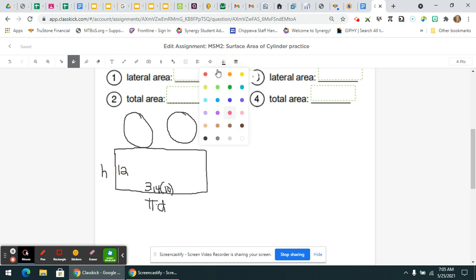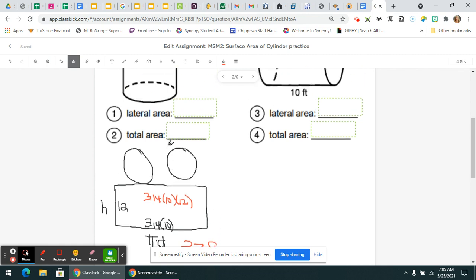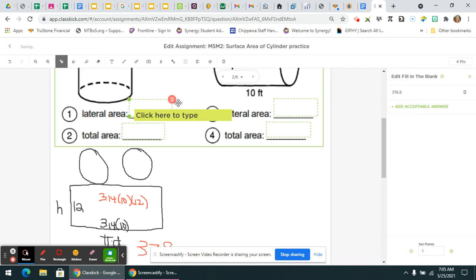Okay, so I'm going to switch this color. On my calculator, I'm going to go 3.14 times diameter 10 times height 12. Okay, so I'm going to grab my calculator right now and do that. 3.14 times 10 times 12 equals, I get a total lateral area here of 376.8.